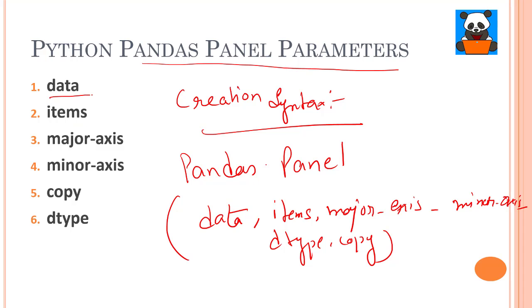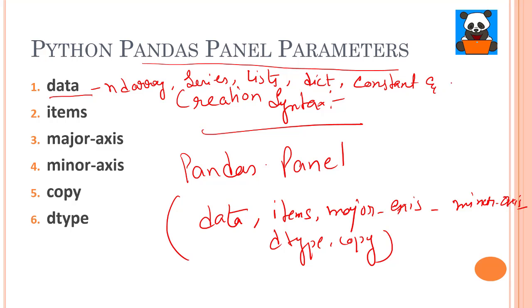The first one is data. Data takes various forms, like an ndarray, an n-dimensional array. You can go with a series, a list, a dict (dictionary), a constant, and another data frame as well. The data frames and series we already learned in the previous session. You can use those data frames to create the data.